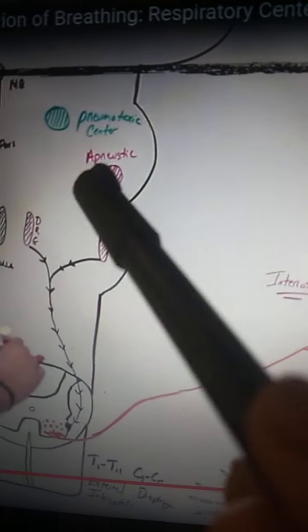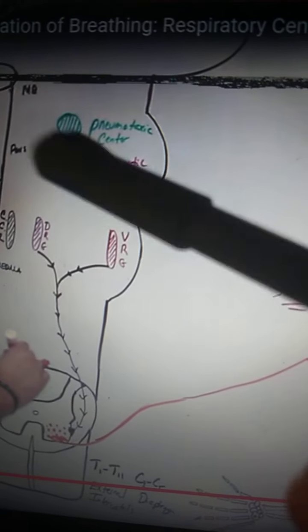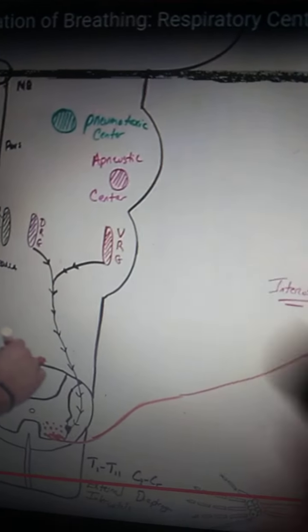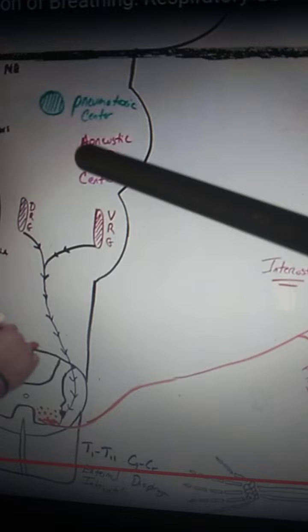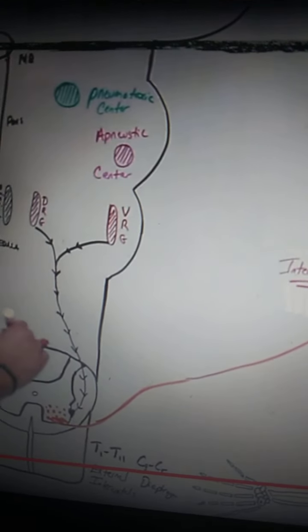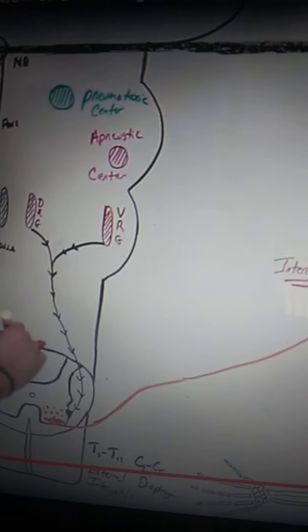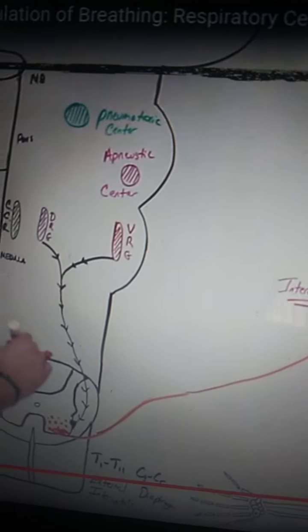And next is the apneustic center. The apneustic center is what you trigger for prolonged inspiration. Apneusis is prolonged inspiration. This apneustic center has no role in normal respiration. The only thing it does is prolonged inspiration.